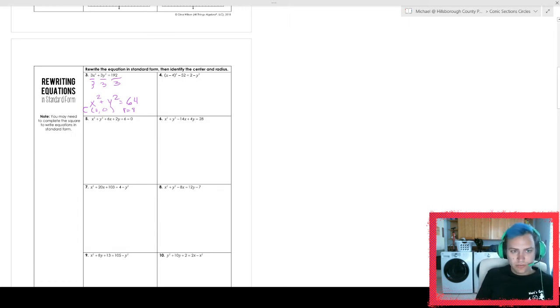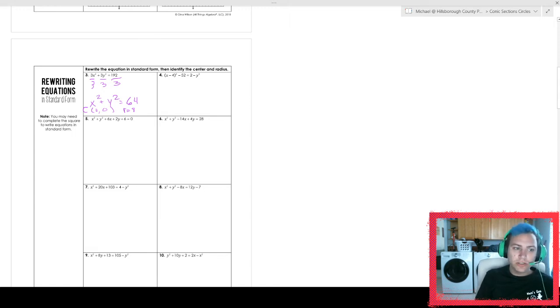So if you look over here, this one might be a little bit more challenging. Nah, we're not going to do that one. That one will be easy too. Well, let's look at this one, because this one's going to be where you actually need to do what it says here. Note, you may need to complete the square to do some of these equations. This would be one that you'd have to do that.